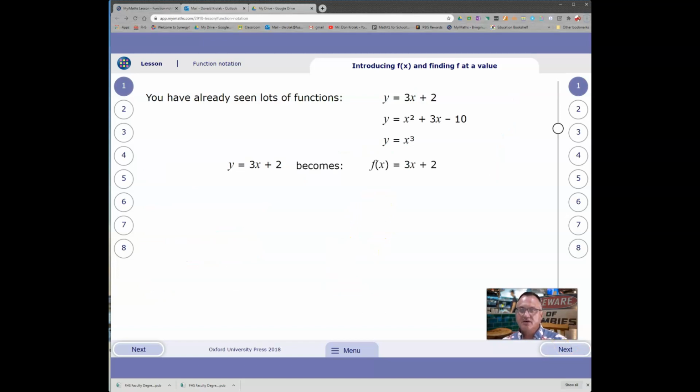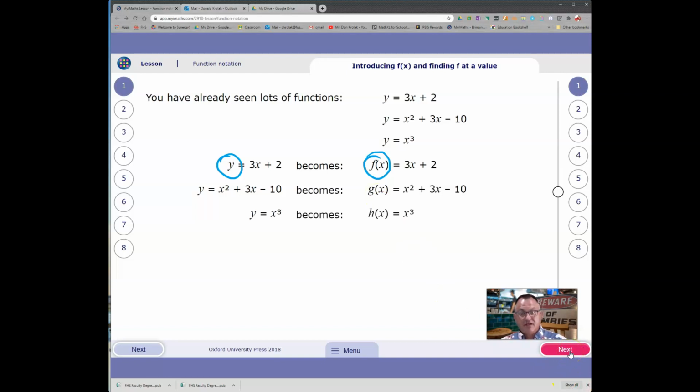Okay, we can use different sorts of notation to refer to these functions. So as you can see, I can rewrite y equals as f of x. Means the same thing. Okay, if I have another function, I've got to use a different letter. I can use any letter I want in the alphabet. So each time I have a new function, I change the letter.